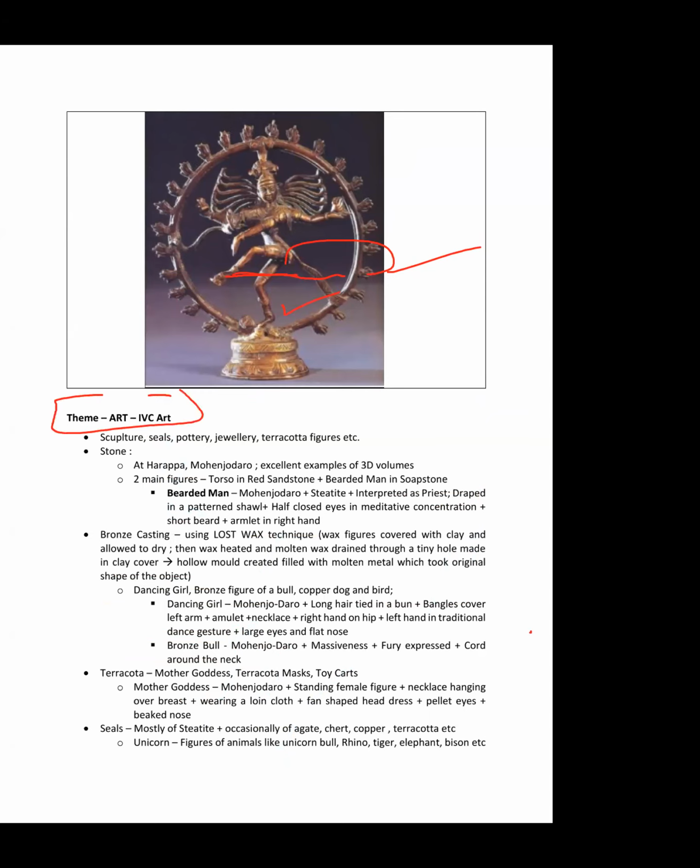Next is the art under the IVC. We have discussed the architecture. I've made some additions in architecture as well regarding some places, like what was found in Mohenjo-daro, what was found in Harappa and other places, right? Now we discuss the art of the IVC period.